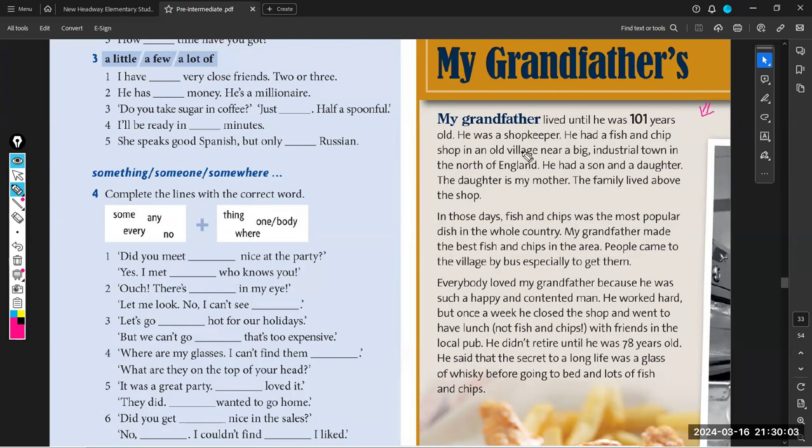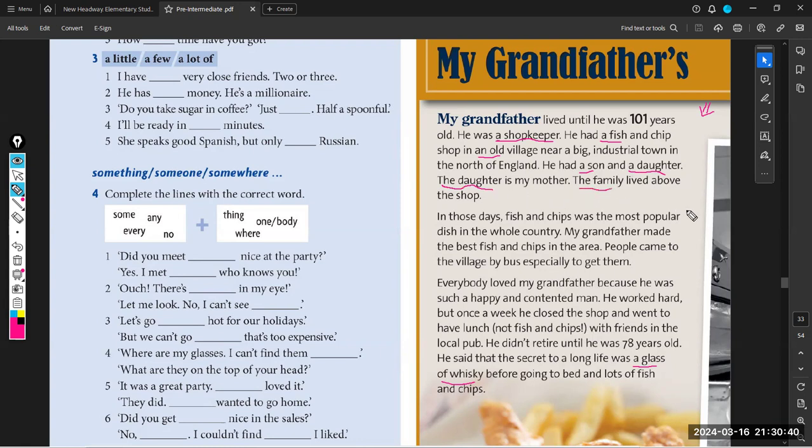A shopkeeper. Oh, bravo. A shopkeeper. Exactly. What else? A fish. Bravo. An old village. An old. Exactly. A glass of whiskey. Oh, bravo. A son, a daughter. Exactly. This is it. The daughter. The daughter is. Bravo. The family.